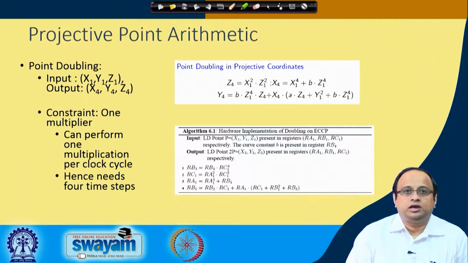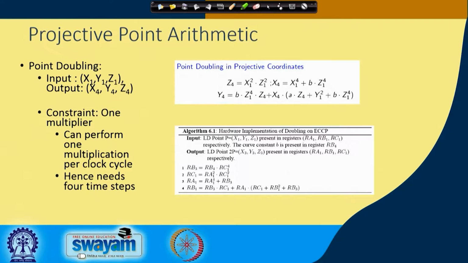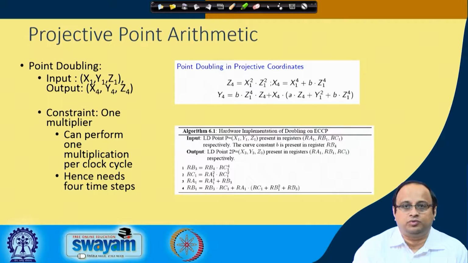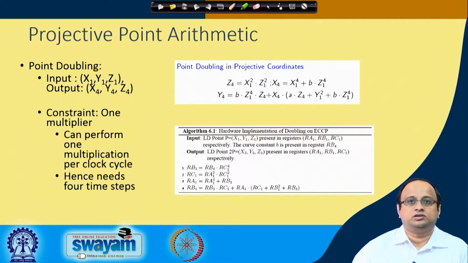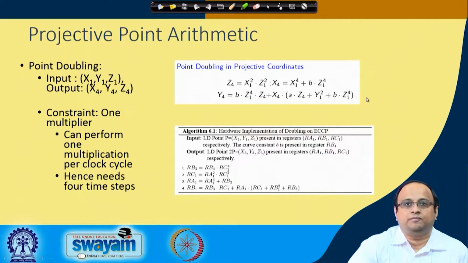This is a quick recapitulation of the projective point arithmetic. As we said already, projective point arithmetic was introduced to reduce the number of costly inversions which are required in the underlying finite field operations. Here are some equations on point doubling, that means when you are trying to double a point on the elliptic curve in projective coordinates.